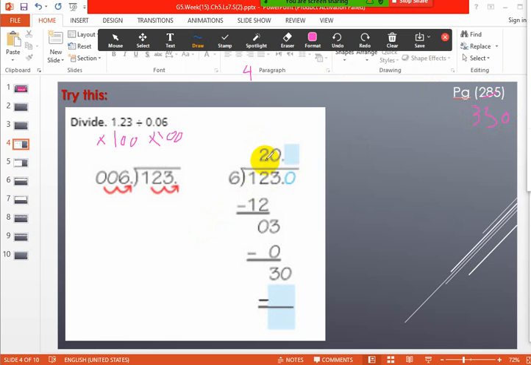Okay, now if you multiply 2 by 6, the answer will be 12. Now if you subtract, it will be 0. Now I will take the 3.